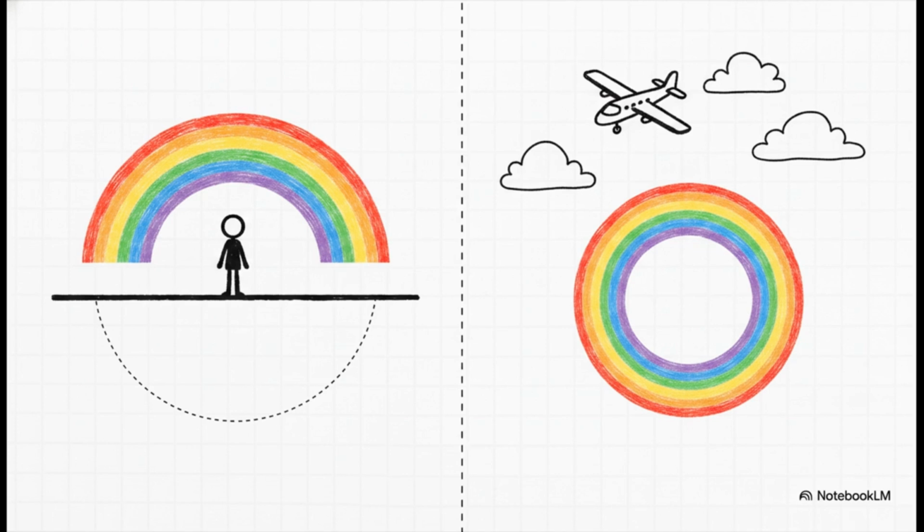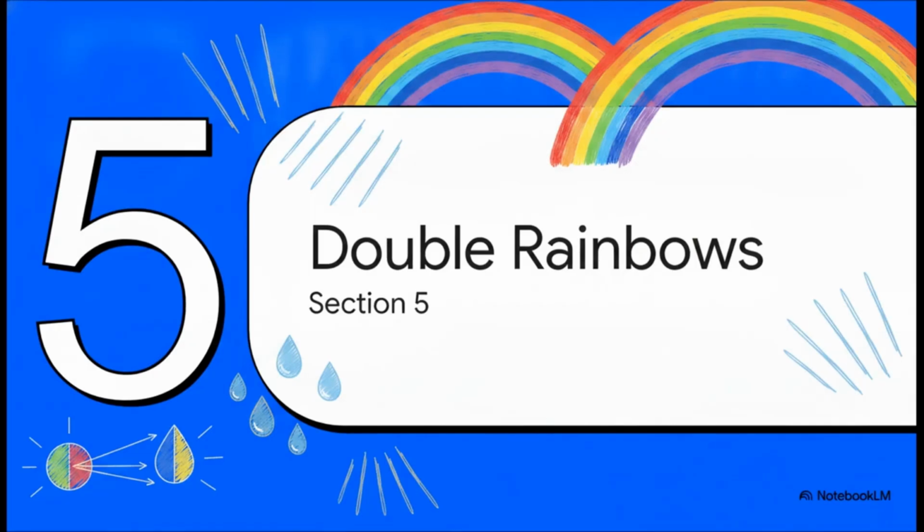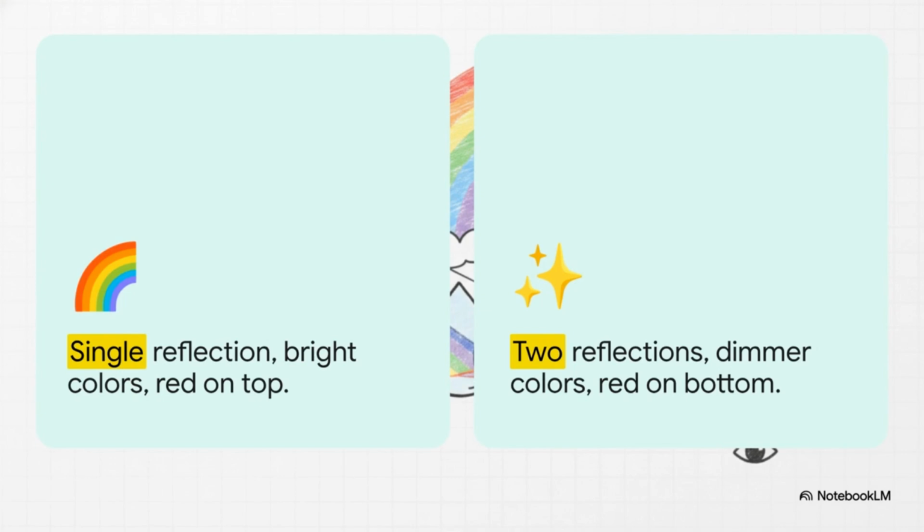However, if you're ever lucky enough to be a passenger in an airplane flying high above a storm, you can sometimes look down and actually see the entire glorious circular rainbow. How cool is that? All right, time for part 5, the double rainbow phenomenon. Consider this our advanced bonus lesson for the day. Let's decode the physics behind one of nature's rarest and most amazing sights.